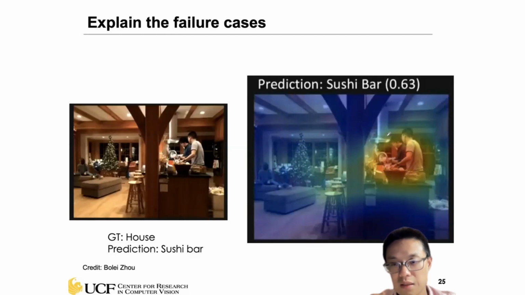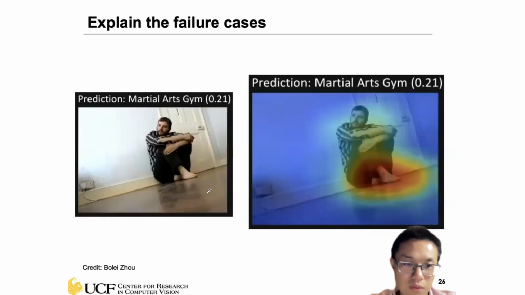In the database, in a lot of sushi bar examples, you often see people behind the bar making the sushi. So by learning from those examples, the network learned such patterns, and then tries to find such patterns to make a prediction of sushi bar. Here's another example. I think the ground truth is probably apartment, but the prediction is martial arts gym. Interestingly, you can see what the network bases such a decision on: it focuses on the bare foot of this person.